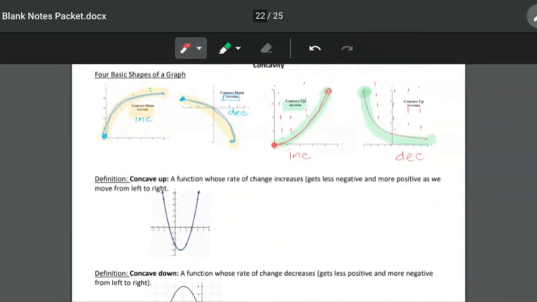A lot of times you can just look at a graph and know it's concave up, because if you have the idea that concave up means curving up, you can just tell. But you want to know a little more about what makes a graph concave up, what is making it curve up. So we have to understand the definition. Here it says a function whose rate of change increases, which means gets less negative and more positive as we move from left to right. So let's review. You know average rate of change, or rate of change, is just a fancy name for slope. It's saying the slope increases from left to right.